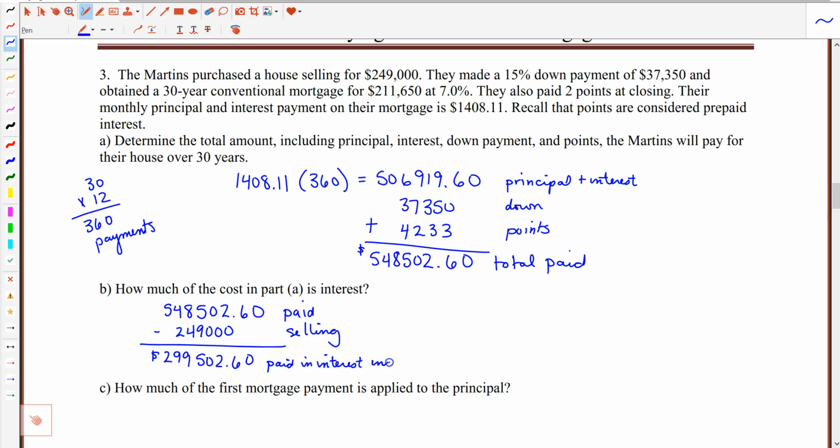Now keep in mind this is including paying for those points. Okay, so remember, points are considered to be prepaid interest. So this is one way that we could compute this.